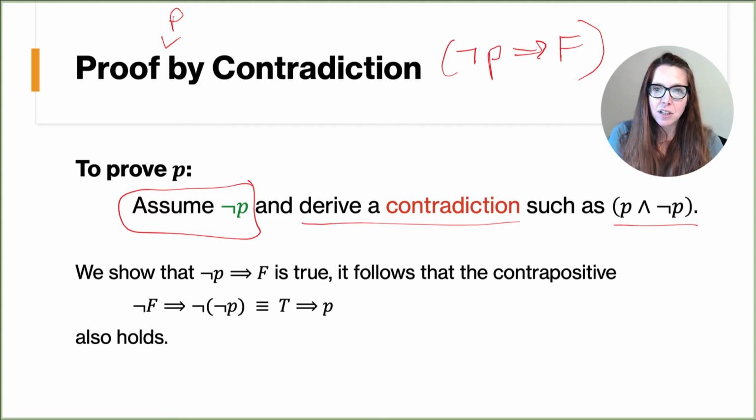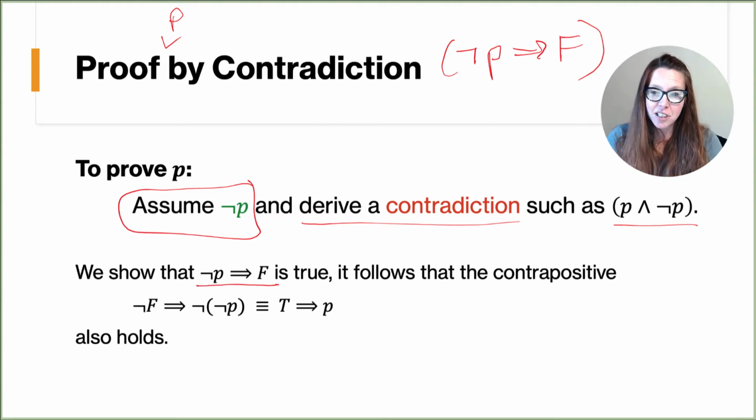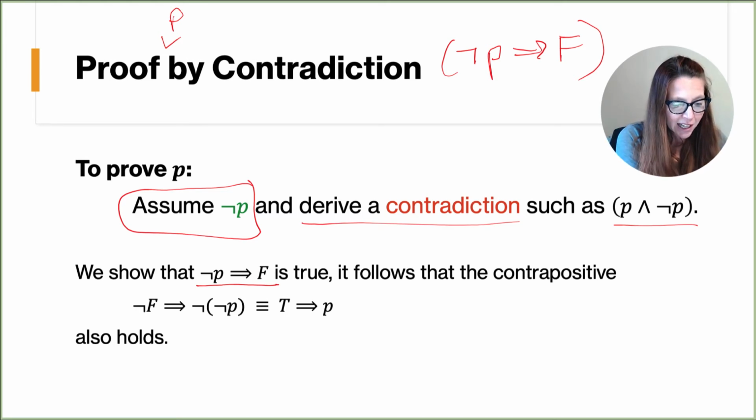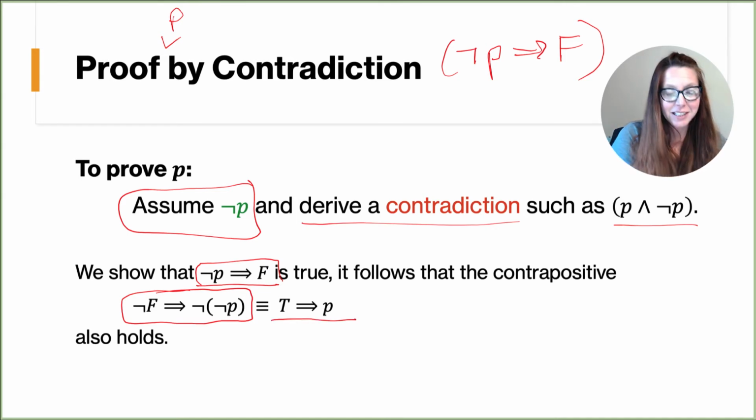Well, that we know can never be true. And so in showing that not P implies a contradiction, it follows that the contrapositive of this, which we know is equivalent to that implication, is also true. And so the contrapositive of not P implies false is that not false implies not, not P. But this is the same as true implies P.